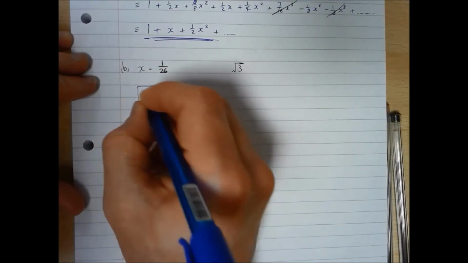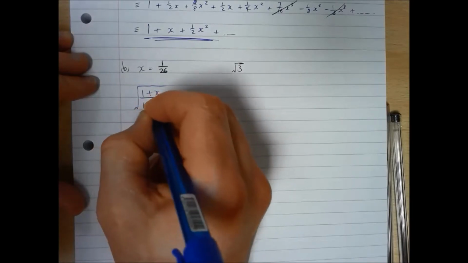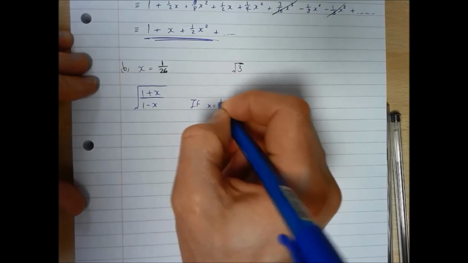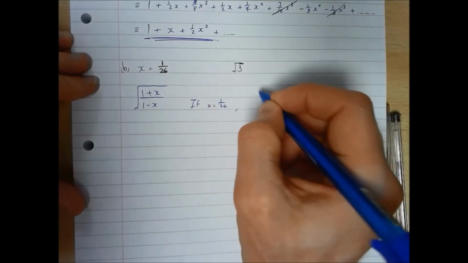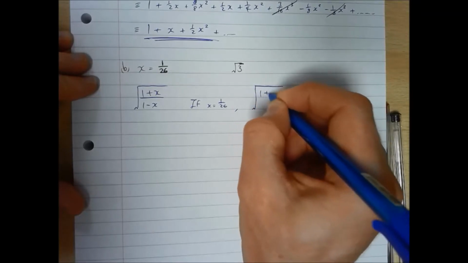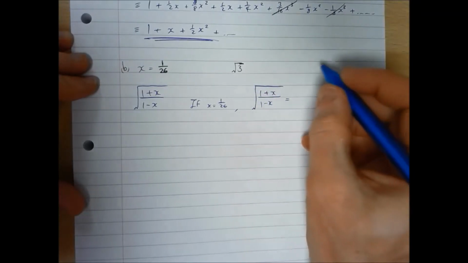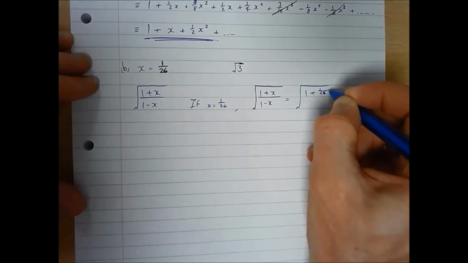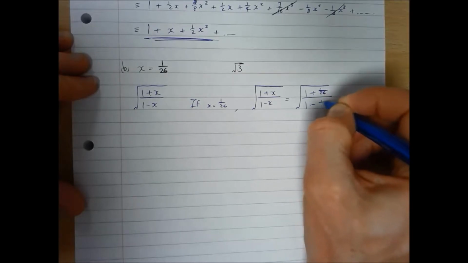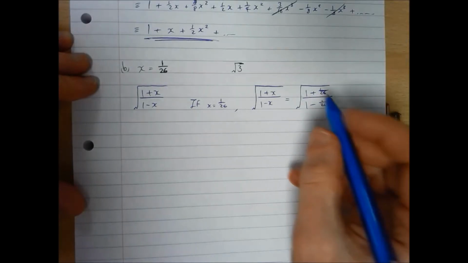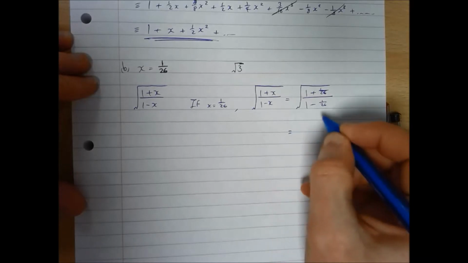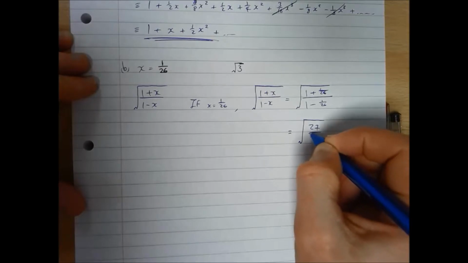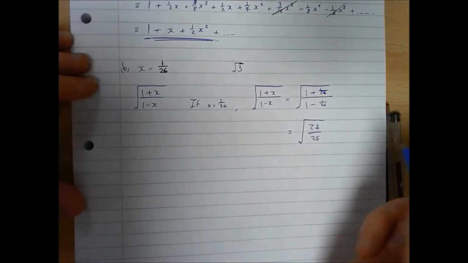So the original expression is this. So then if x equals 1 over 26, we get 1 plus 1/26, 1 minus 1/26. And if you do that on your calculator, you'll see that that becomes square root then of 27 over 25, which is not 3, it's 27 over 25.